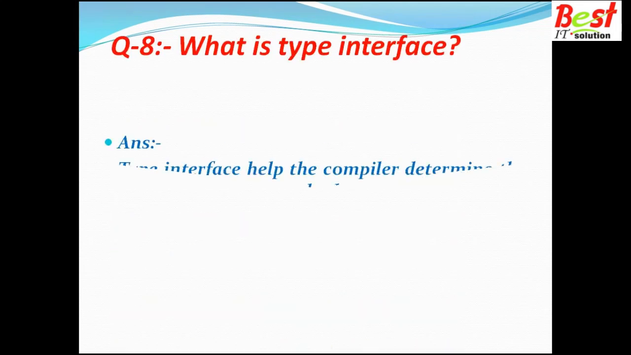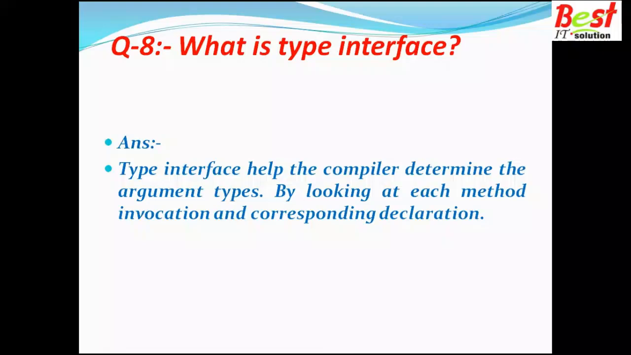What is type inference? Type inference helps the compiler determine the argument types by looking at each method invocation and the corresponding declaration.